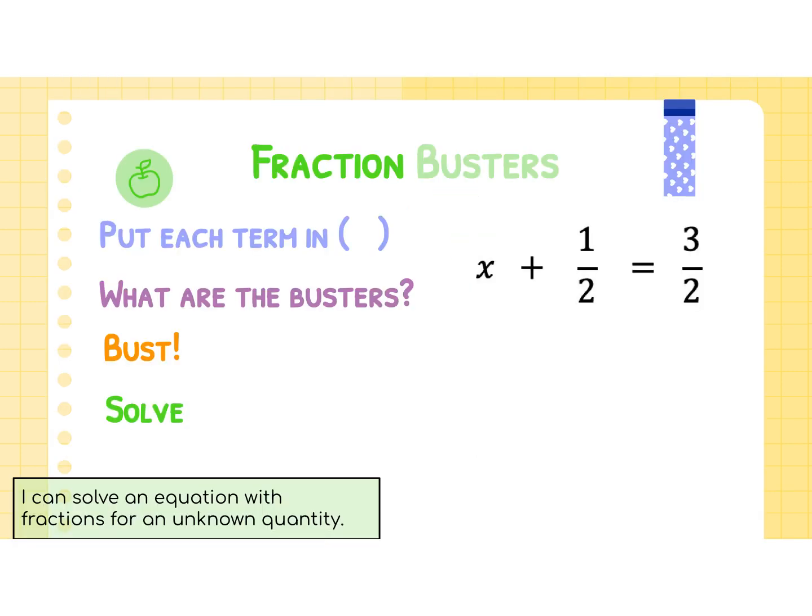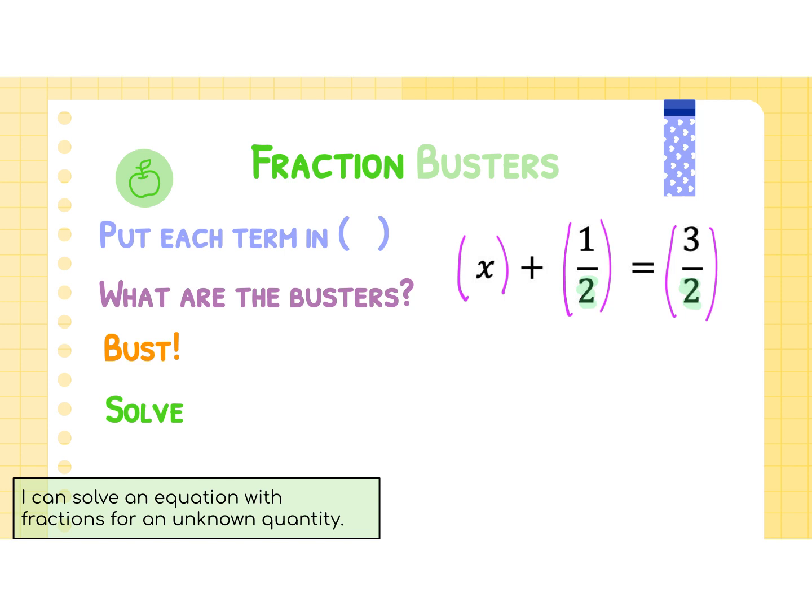So what about for this problem? We have two fractions that have the same denominator, but we have that x. So here is where we do this whole idea of fraction busters. So the first thing that we want to do is we want to put all of our terms, that's everything that's separated by plus, minus, and equals, into parentheses. The next thing that we want to do is we want to take all of these denominators and we want to make sure that those are going to be our busters.